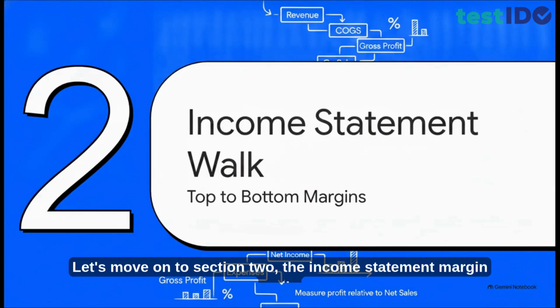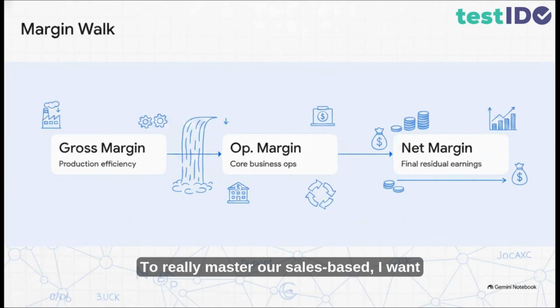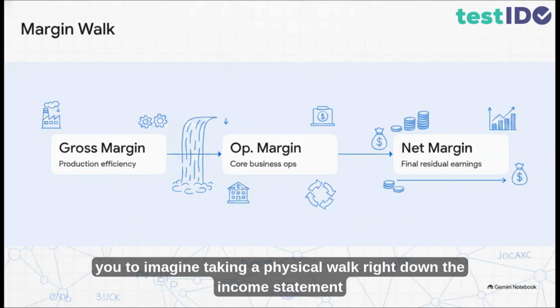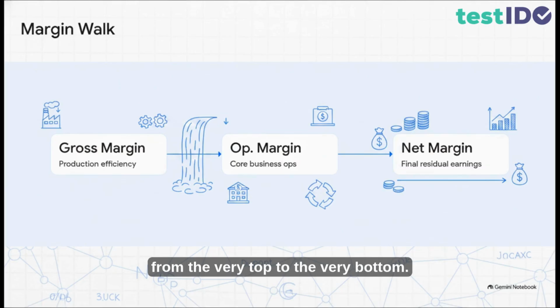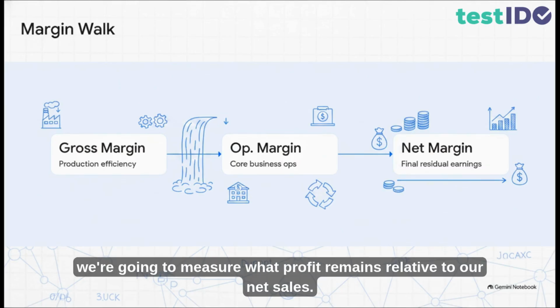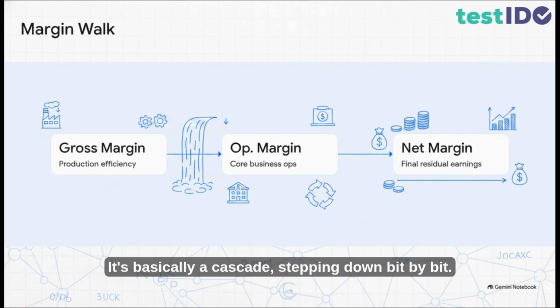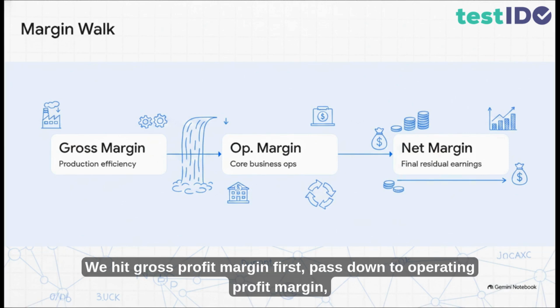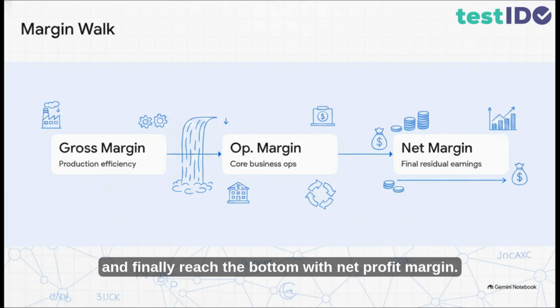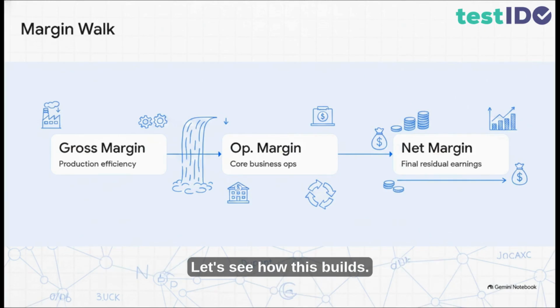Let's move on to Section 2, the income statement margin walk. To really master our sales-based margins, I want you to imagine taking a physical walk right down the income statement from the very top to the very bottom. At each stop on this walk, we're going to measure what profit remains relative to our net sales. It's basically a cascade, stepping down bit by bit. We hit gross profit margin first, pass down to operating profit margin, and finally reach the bottom with net profit margin. Let's see how this builds.